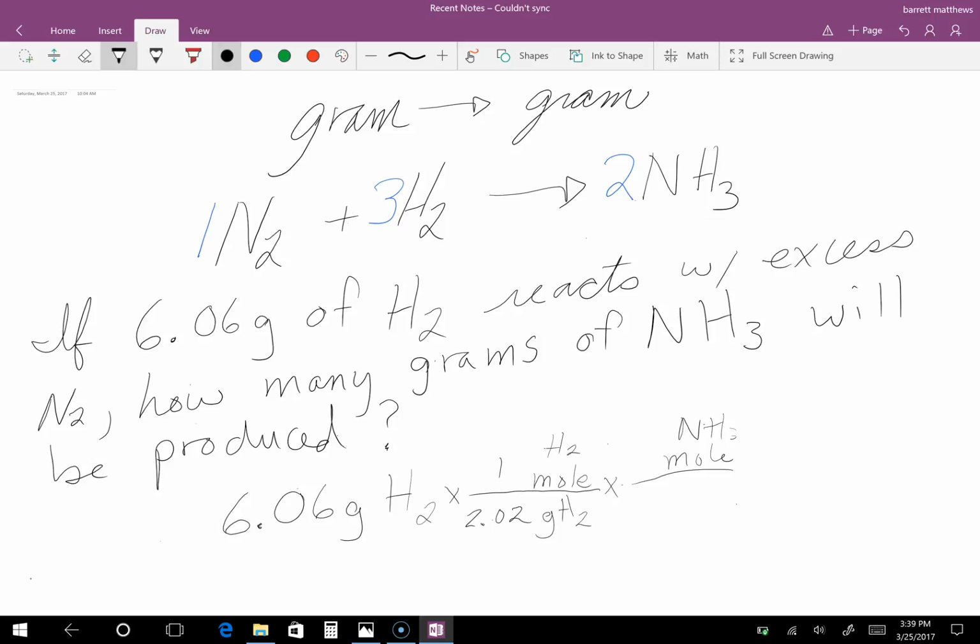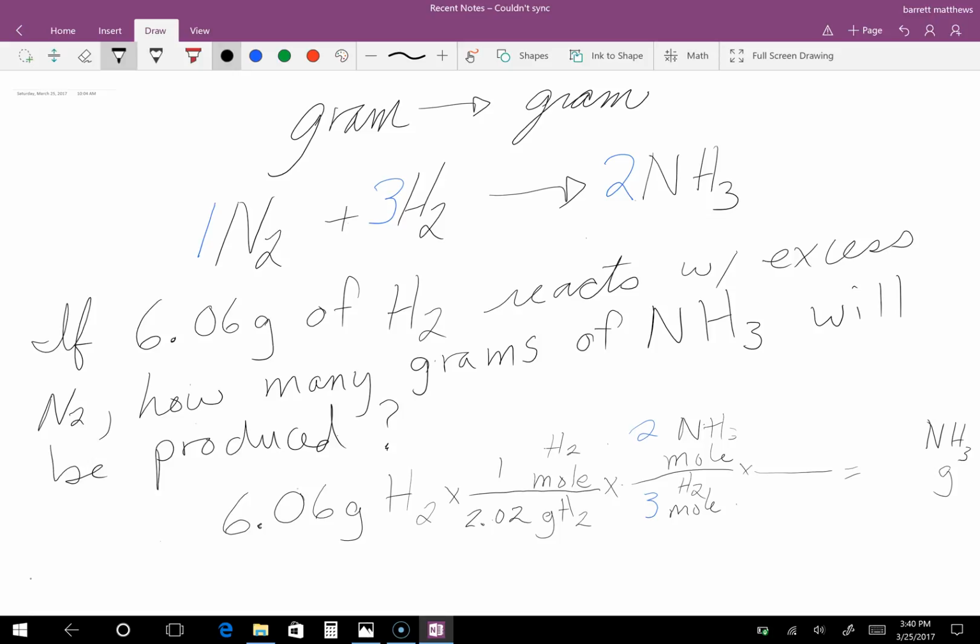Now I don't want moles of hydrogen, I want grams of ammonia, so I need to get moles of ammonia. So moles of ammonia goes on top of my next conversion. Moles of hydrogen goes on the bottom. There's a coefficient of 2, which is in blue in front of ammonia, and a coefficient of 3, which is blue in front of hydrogen. So I put those numbers there.